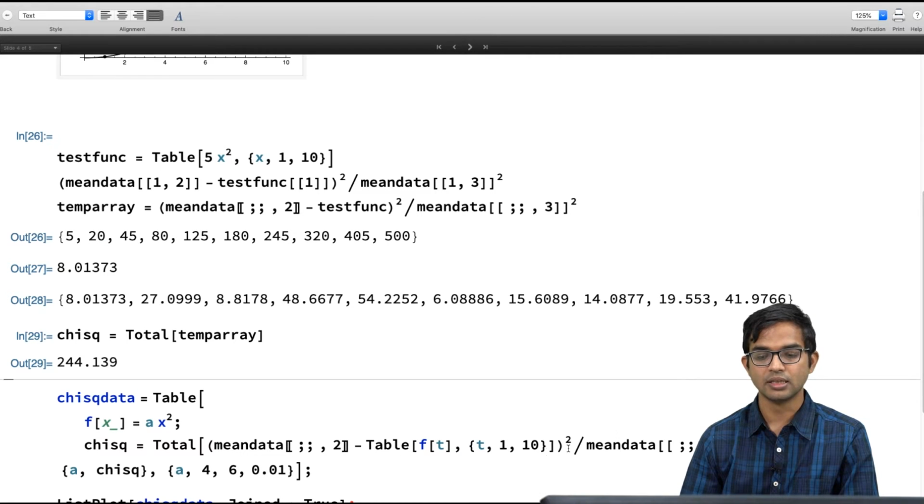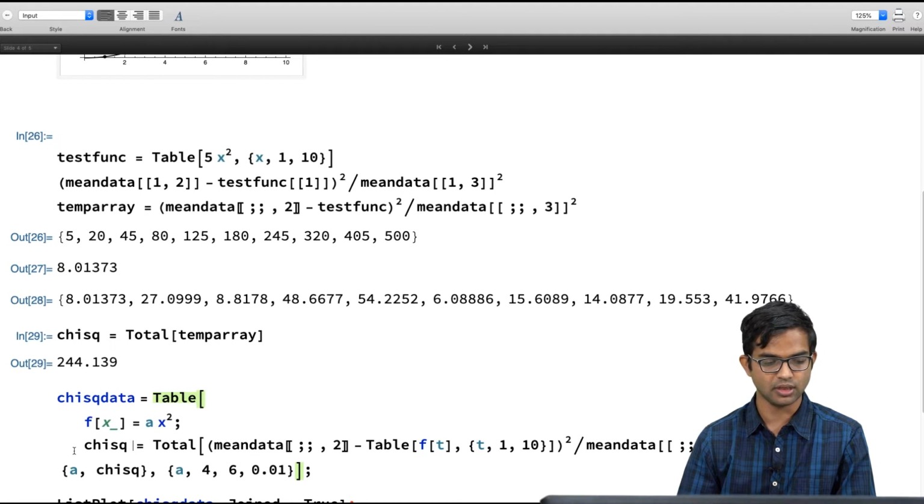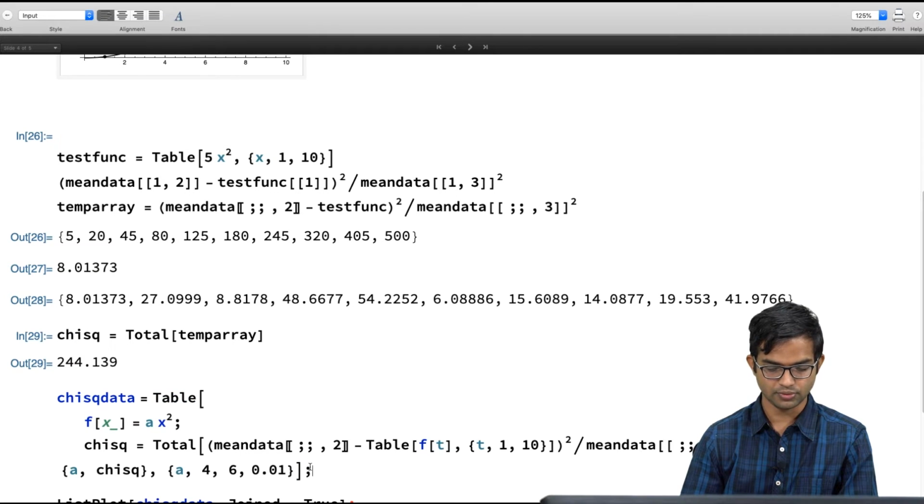I can subtract these two arrays, then take the square of this big array which has been formed, and then go ahead and divide by the error bar squared. All of this is done in one step. Very convenient, very compact code. And then I want to store this data. Finally, I care about a and chi-square, right? So that also is done here. The first part is doing some operations, not storing anything, but when you put a, chi-squared in these flower brackets, it gets stored, and the third flower brackets tell you the range of values that a takes. A varies from 4 to 6 in units of 0.01.